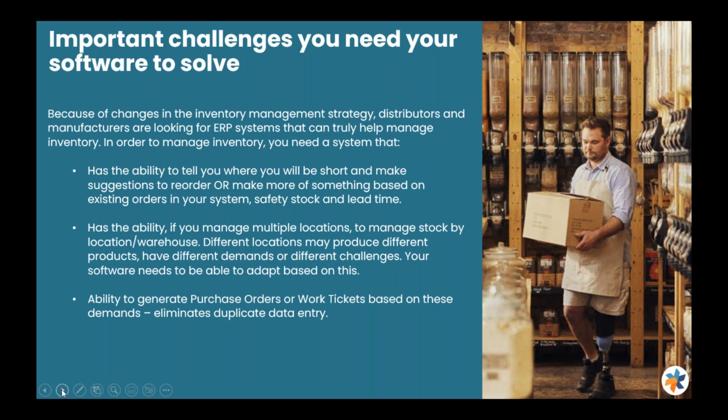When you're talking about inventory management, you really want a system that has the ability to tell you where you're going to be short and make suggestions about what to reorder and when to make more of something, for existing orders, a safety stock that you determine, or a lead time. It should also be able to manage stock by location and warehouse if you manage multiple locations. We've seen time and time again that different locations have different products, different demands, and sometimes even different challenges, and your software really needs to be able to adapt and adjust to those challenges for you.